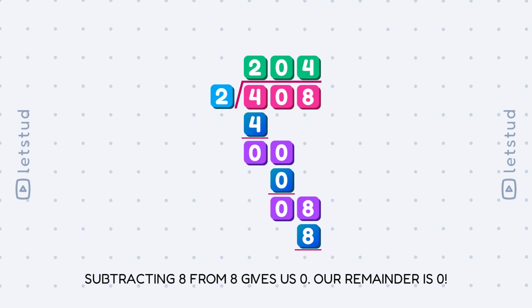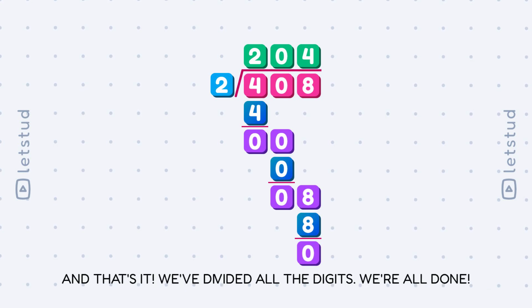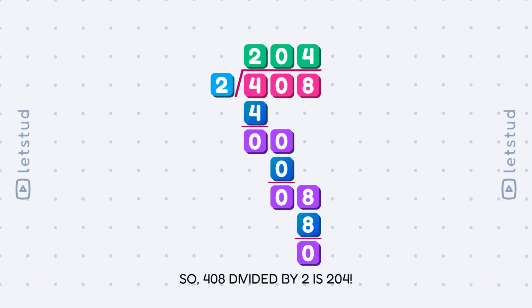Subtracting 8 from 8 gives us 0. Our remainder is 0. You absolutely crushed it. Give yourself a big clap. And that's it. We've divided all the digits. We're all done. So 408 divided by 2 is 204.